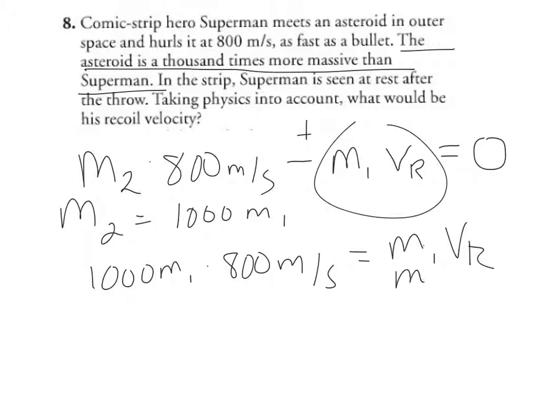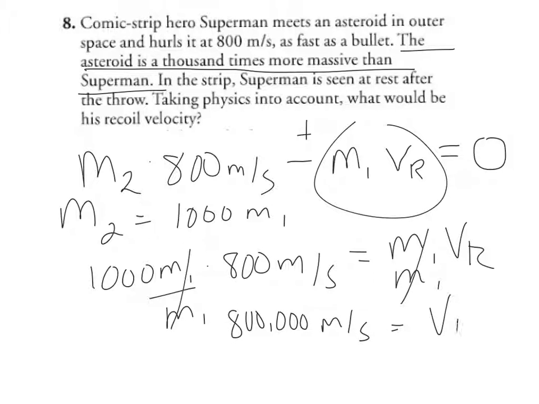All right, divide both sides by M1, and M1 becomes 1 on both sides, which means it goes away as a variable. So now we have 1,000 times 800, which is 800,000 meters per second, equal to the recoil velocity of Superman. Okay, which makes sense because if you hurl something super big, and you are super small, it's going to hurl you back at a much greater speed in order that momentum is conserved.